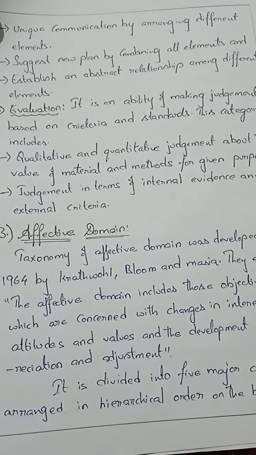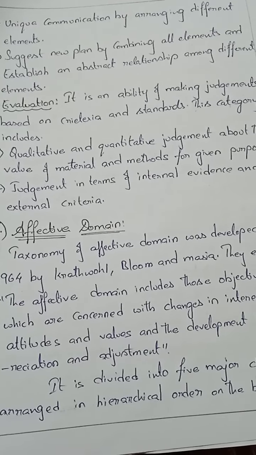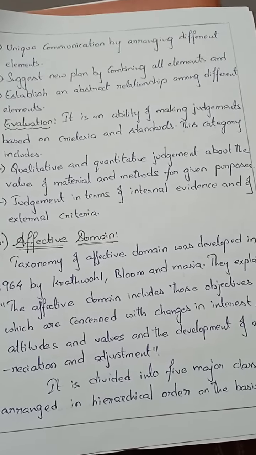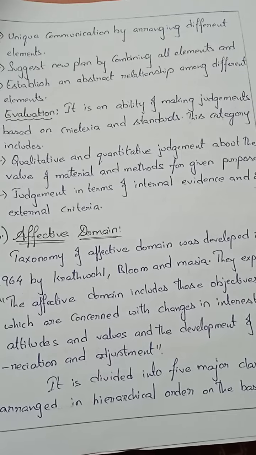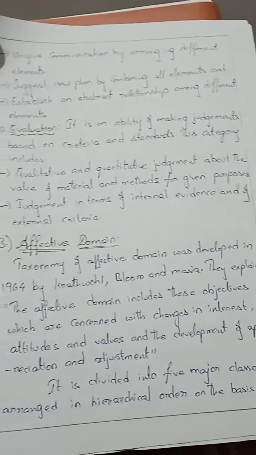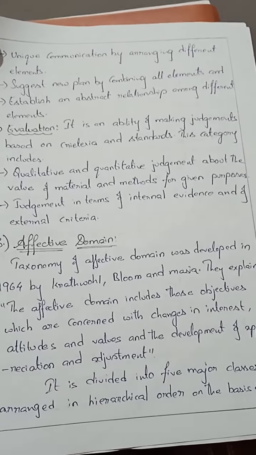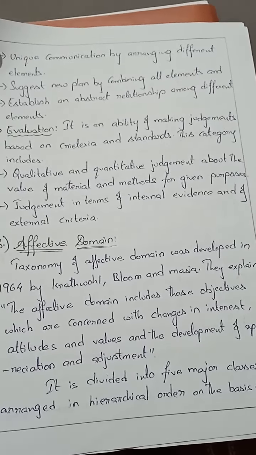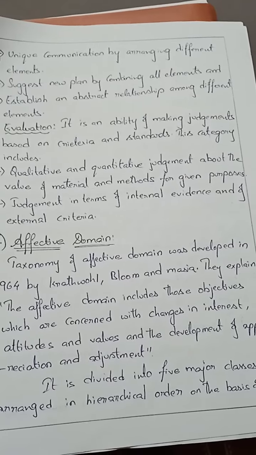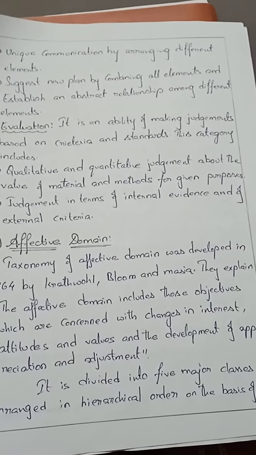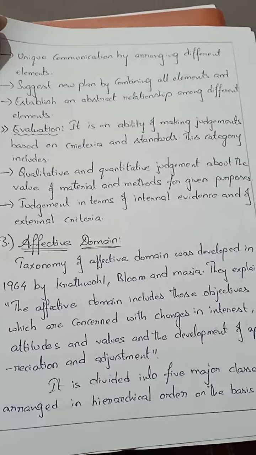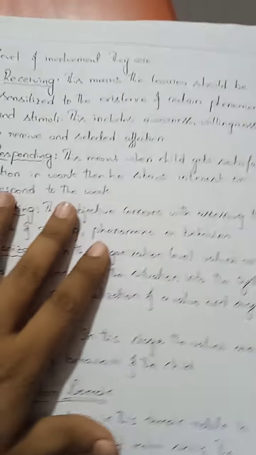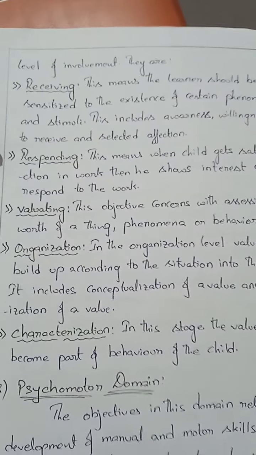And the next domain was affective domain. The taxonomy of affective domain was developed in 1964 by Krathwohl, Bloom, and Masia. They explain the affective domain includes those objectives which are concerned with changes in interest, attitudes, and values, and the development of appreciation and adjustments. It is divided into five major classes arranged in hierarchical order on the basis of the level of involvement they are receiving.